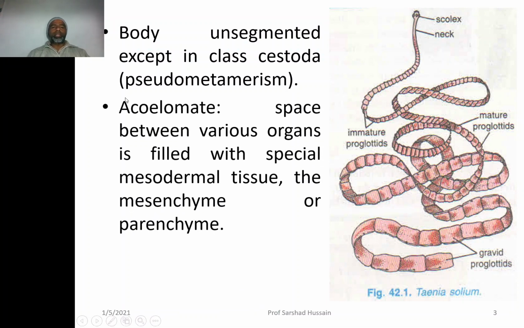Still, these animals are acoelomate. They don't have any cavity between the gut wall and the body wall. Then the space between various organs, because you know that the organs are located between the gut wall and the body wall, is filled with special mesodermal tissue. They don't have a cavity, but it is filled with mesodermal tissue, the mesenchyme or parenchyme.